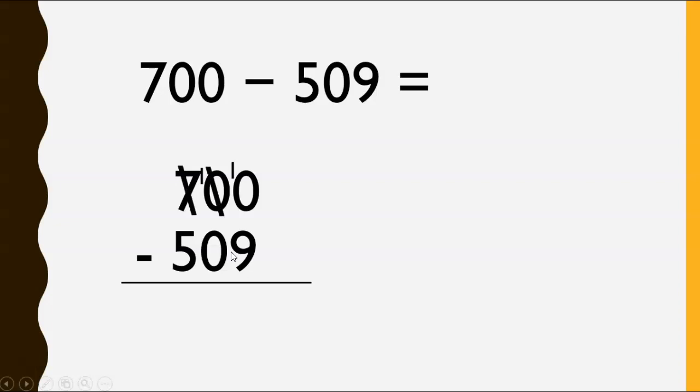So if I take 1 away from 10 right here, I'm going to have a 9. So that changes to a 9. If I take 1 away from the 7, it's going to be a 6. So now I can start subtracting because I have this all set up and ready to go.